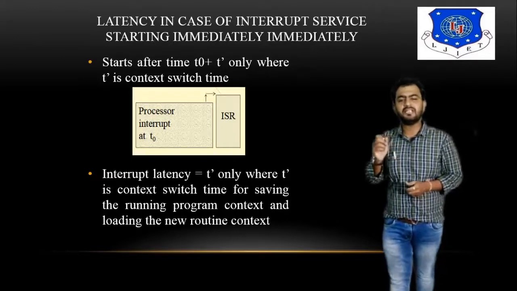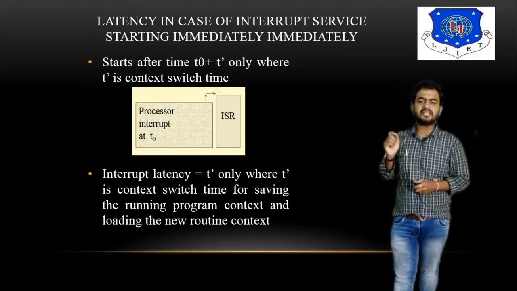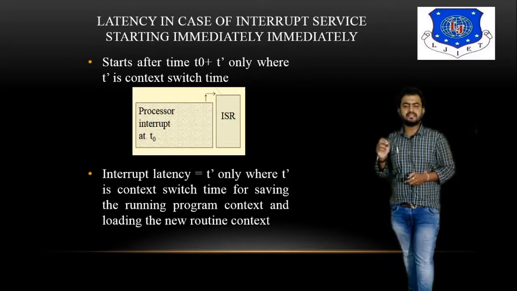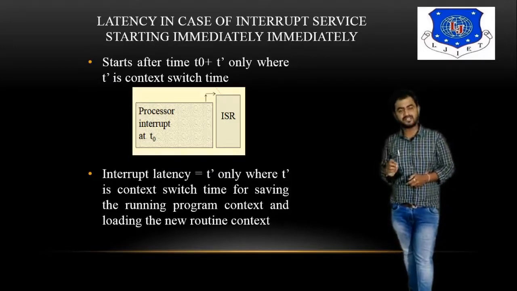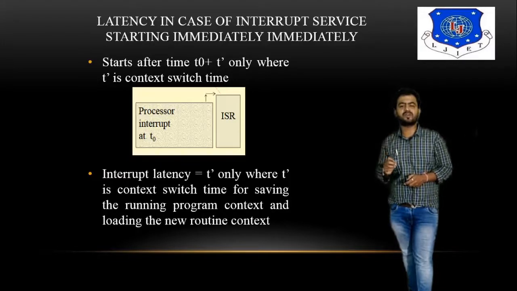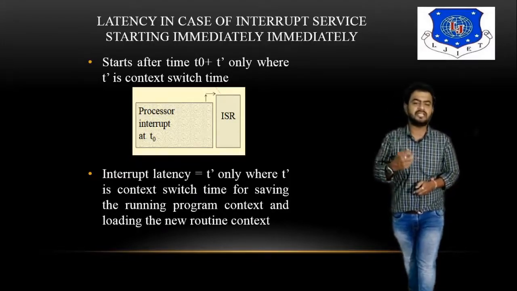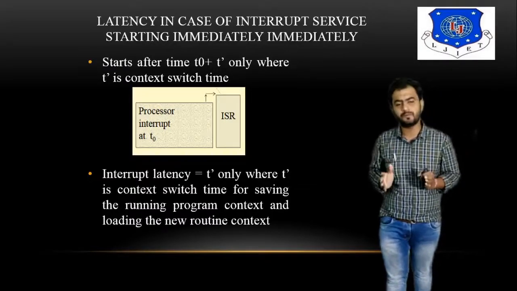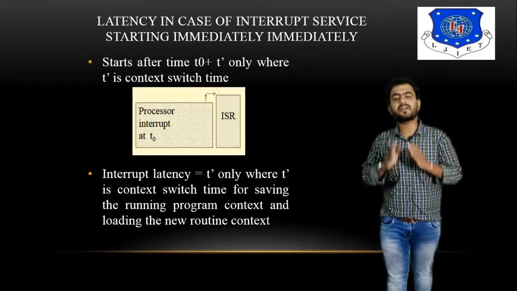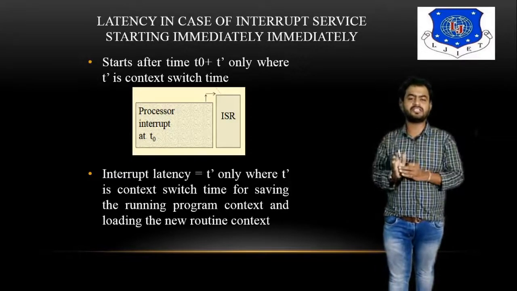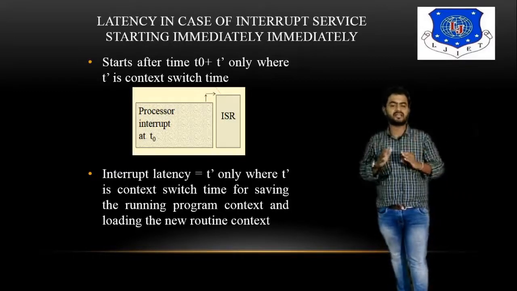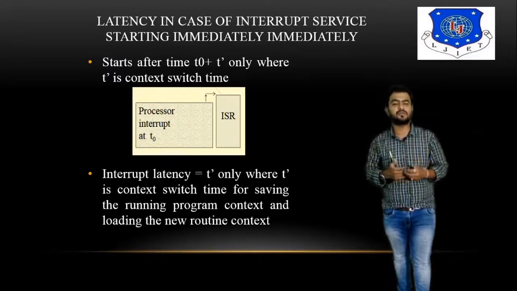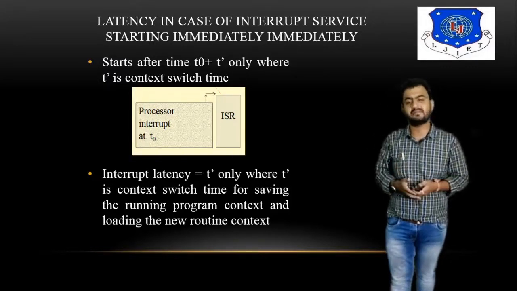It starts after the time T0 plus T tag only, where T tag is the context switching time. So ultimately we have to take out the context switching time. Interrupt latency is equal to T tag only, where T tag is the context switching time for saving the running program context and loading the new routine context. So basically here we are talking about the ISR and program process IO interface with T0. It will execute in a synchronized manner only when your T0 plus T tag time is equal to your context switching time. If it equals your context switching time, then we can say that the new routine context will be established.